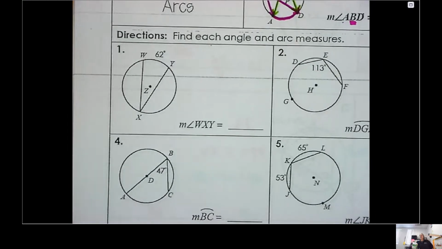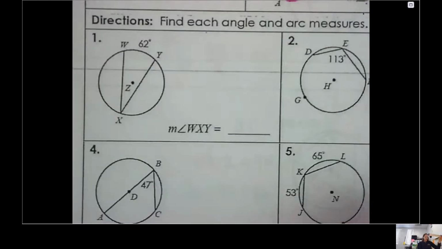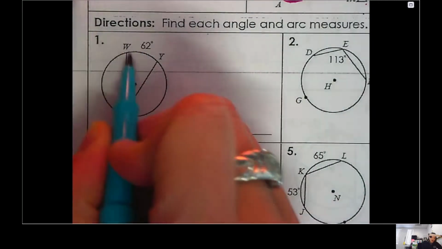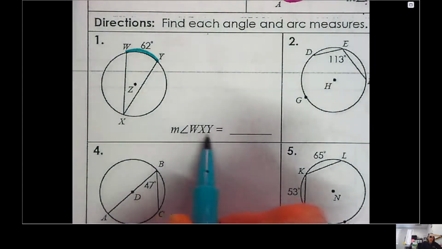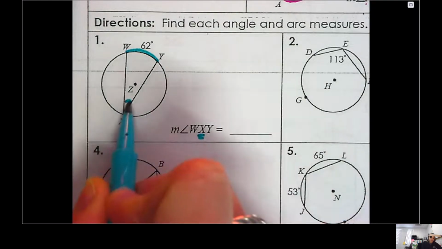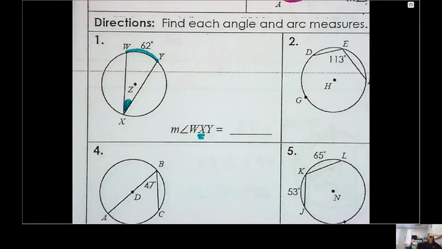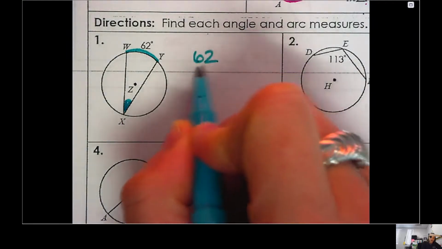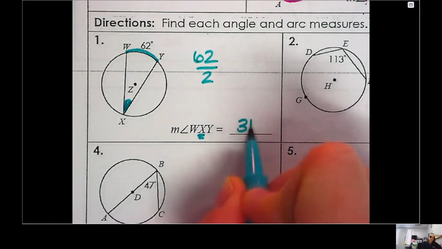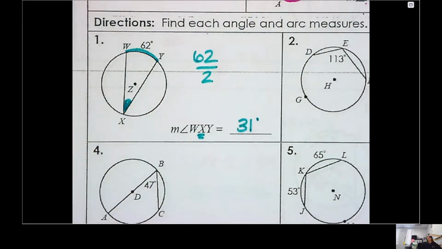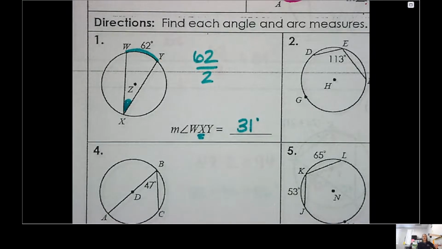You're going to find each angle and arc measure as given to you. So in number 1, you are given arc WY is 62 degrees. You're trying to find the measure of angle WXY, which really just means you're trying to find this angle X right here. So what do you get for angle X? 31 degrees. That's it, I promise, that's it. Easy peasy, right?